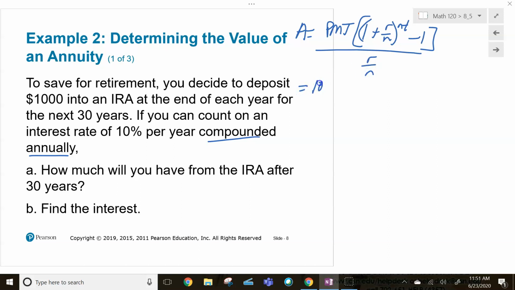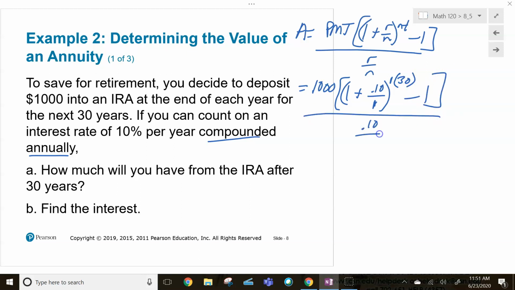All right, so we're paying $1,000 at the end of every year. This is compounded annually. Our interest rate's 10% compounded annually, so we got a 1 right there. If this was monthly, I'd put a 12 right there. Annually, put a 1 right there. Time, we're doing this for 30 years, T. 10% annually. So this is 1,000. I got 0.1 divided by 1 is 0.1, so 1 plus 0.1. I got 1.1 to the 30th.